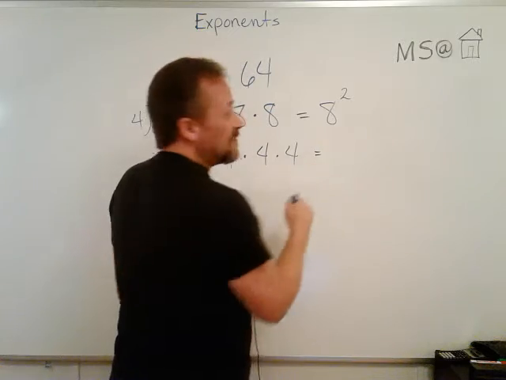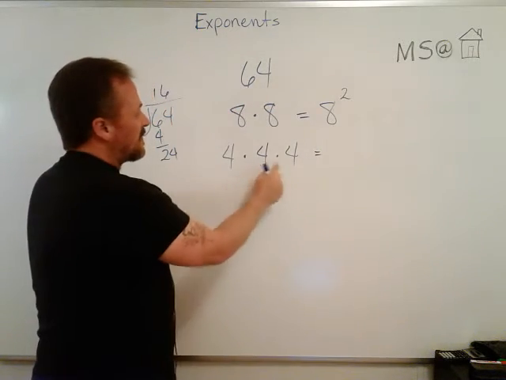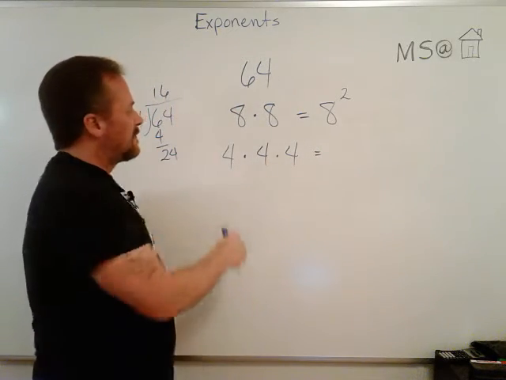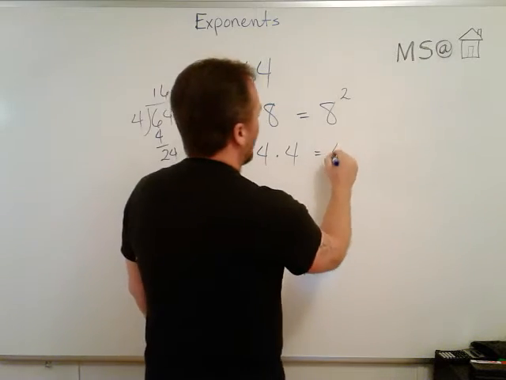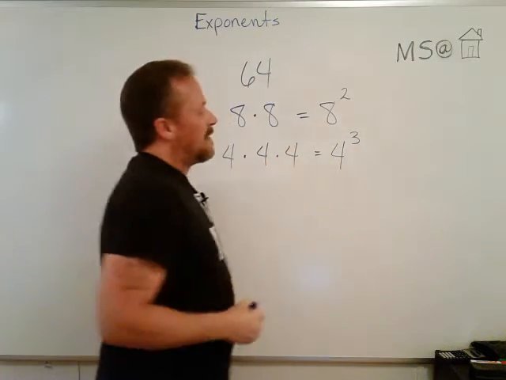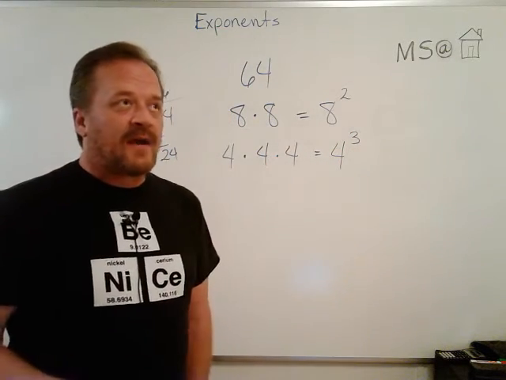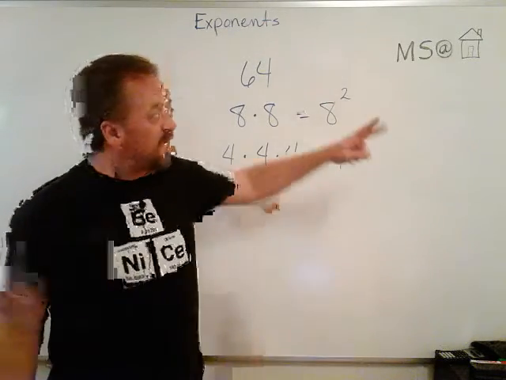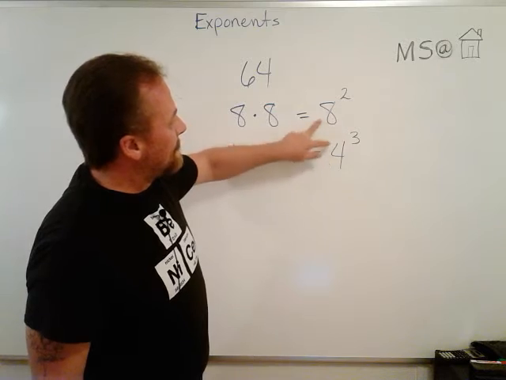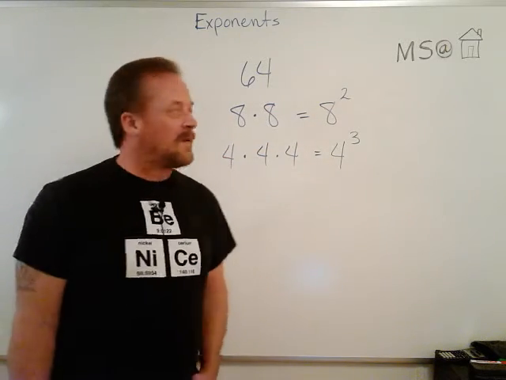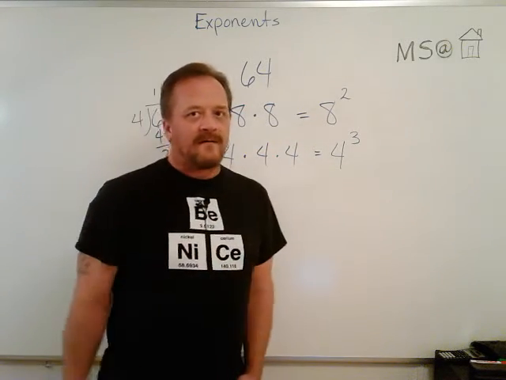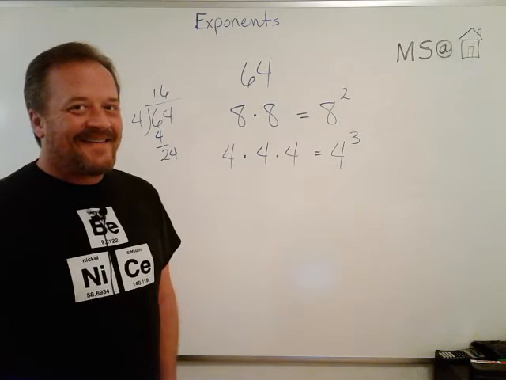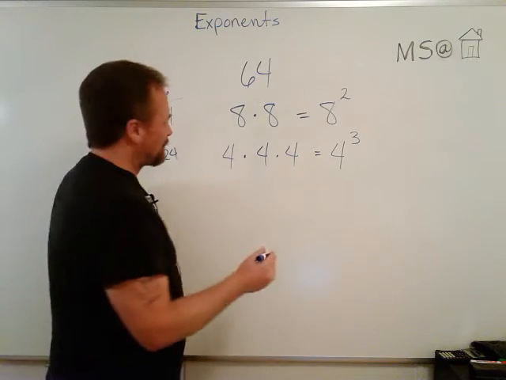So here I have a new base that's being represented 3 times. So 4 is the base, and it's being written 3 times. So another way to write 64 in exponential form is 4 to the third power. These both actually give me the same answer. Okay? I can think of one more way. Ready? Let's see if you thought of this one.